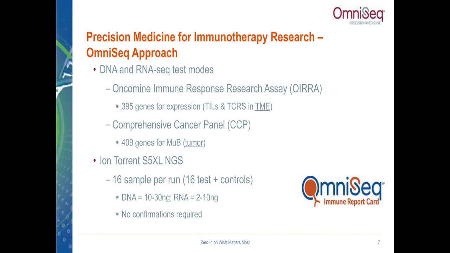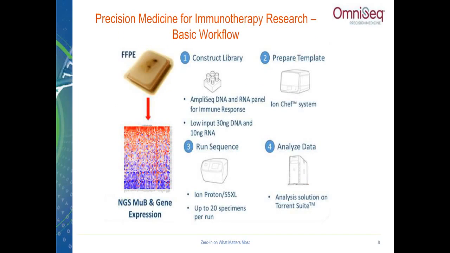So more specifically, what we do is we take the Oncomine Immune Response Research Assay and combine that with the comprehensive cancer panel that Thermo Fisher also offers for mutation burden. Run that on the Ion Torrent S5 XL. We're running up to 16 samples per run, plus test controls. Our DNA input is 10 to 30 nanograms, RNA from 2 to 10 nanograms. And we're not doing confirmations on any aspect of the testing. The entire process is run on the suite of Ion Torrent products, such as the Ion Chef, as I mentioned, the S5 XL, and the Ion Torrent Suite server.